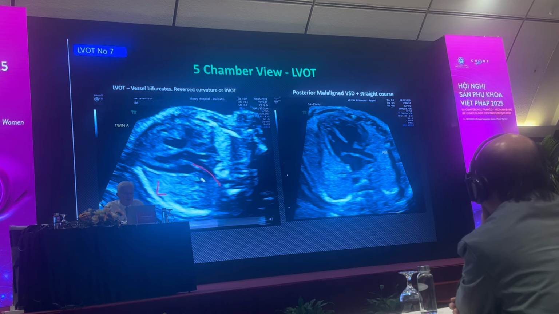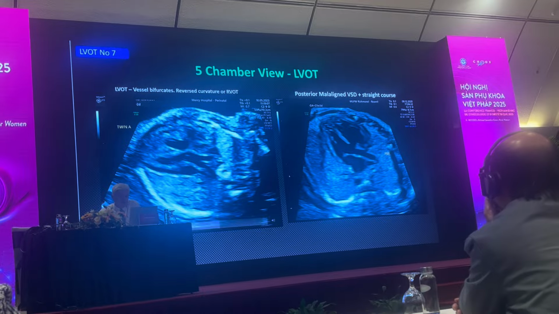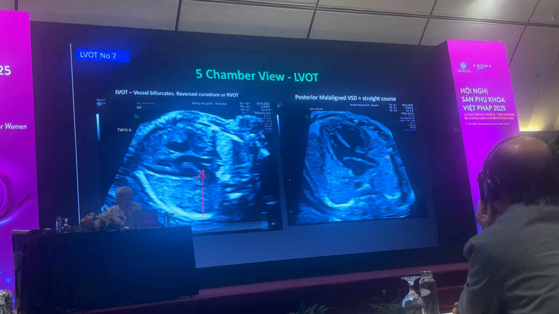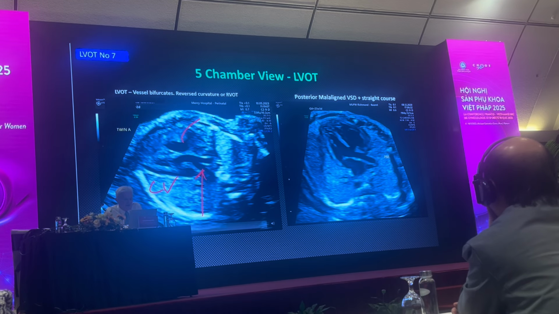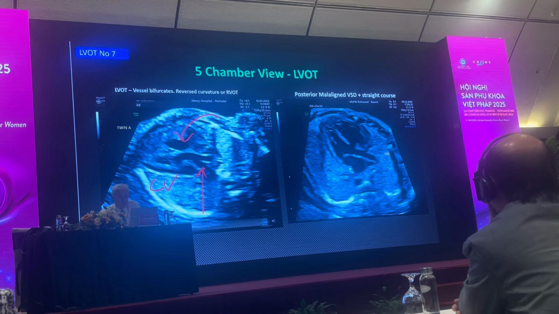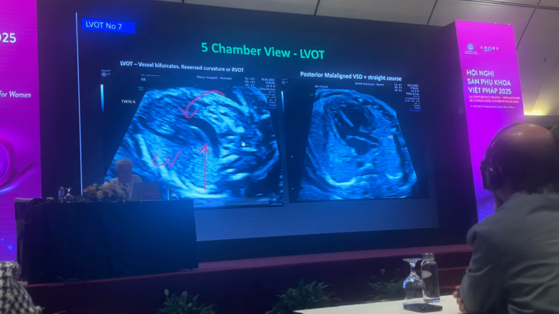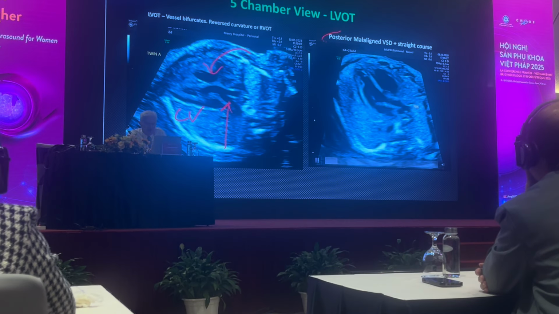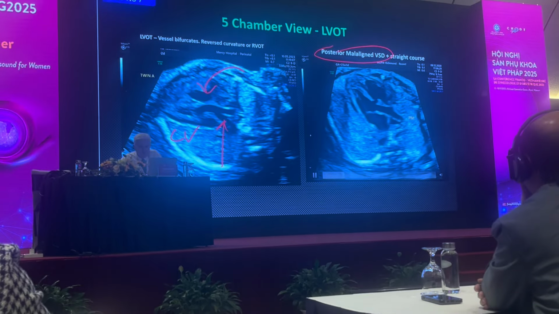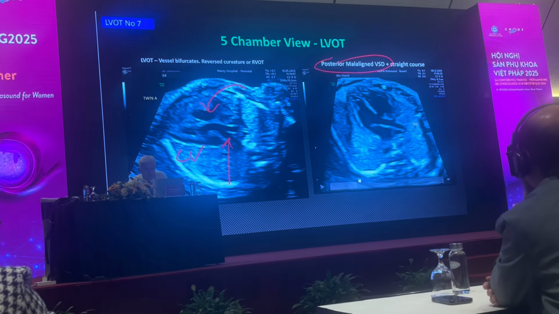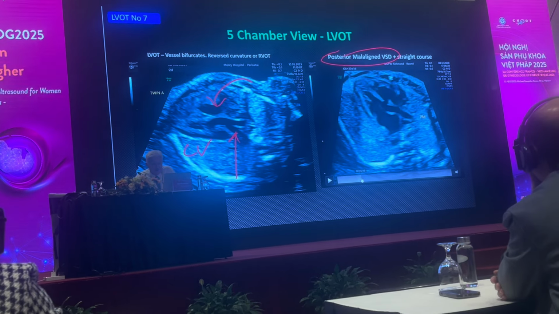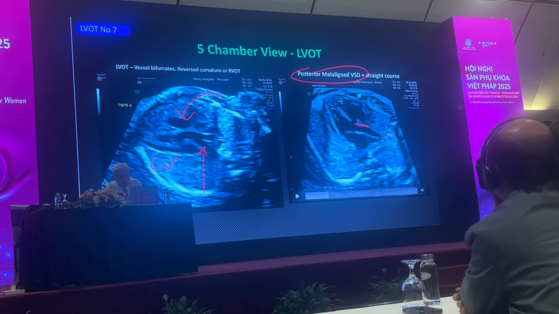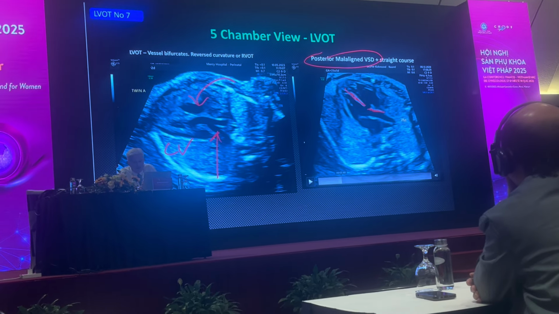So this is a baby who on a 5-chamber view has got transposition of the great arteries, because the pulmonary artery is coming out of the left ventricle and the aorta is coming out of the right ventricle. This is a baby with a posterior malaligned VSD. You scroll, pause the frame and rewind. You can appreciate that the aorta is positioned in a posterior position when compared to the anterior wall.